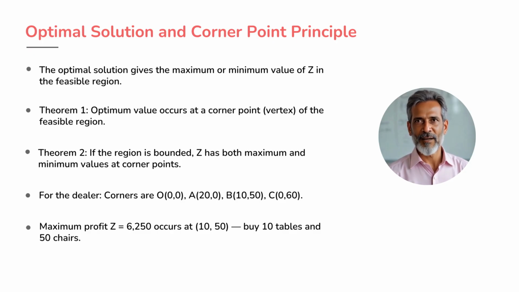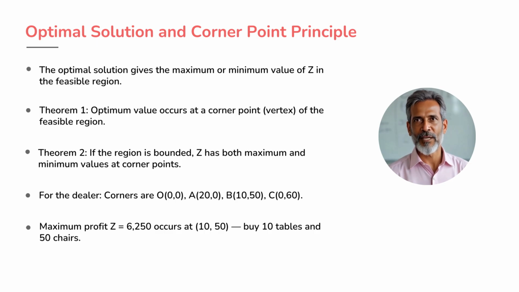Here's an interesting fact. In linear programming, the optimal solution always occurs at a corner point of the feasible region. Let's see how this applies to our dealer problem. The corner points of the feasible region are O at 0, 0, A at 20, 0, B at 10, 50, and C at 0, 60. Now let's evaluate the objective function Z equals 250x plus 75y at each of these points.